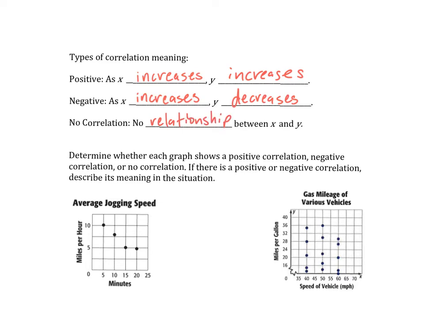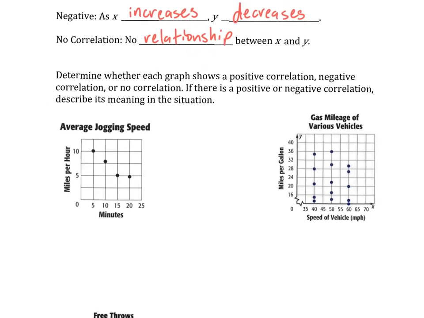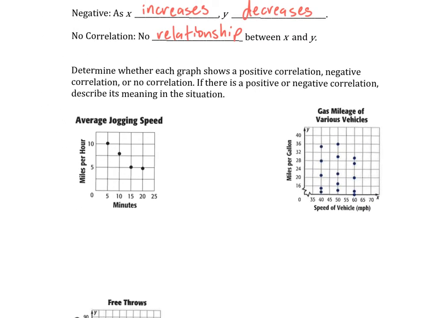So let's look at a few examples here, and we're going to determine whether each graph shows a positive correlation, negative correlation, or no correlation. And then if there is a positive or negative correlation, we're going to describe the meaning of the correlation in that given situation. So, average jogging speed.